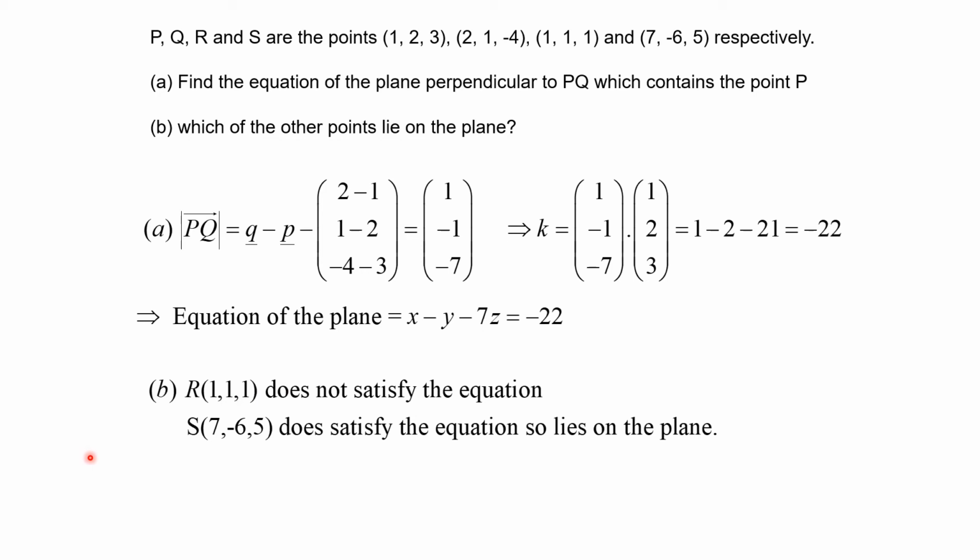S, on the other hand, has 7, -6, and 5 as the respective values of x, y, and z. When we substitute into the plane equation, you will actually get -22. So point S satisfies the equation. Therefore, point S actually lies on the plane.